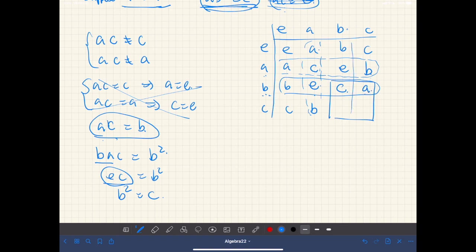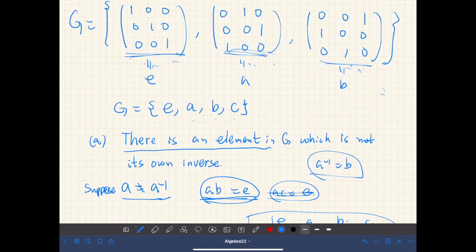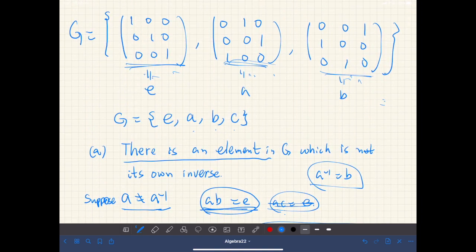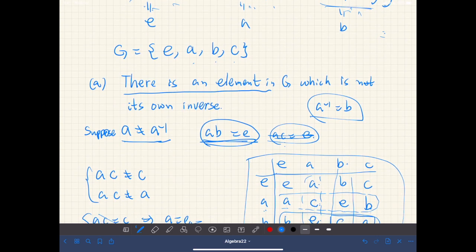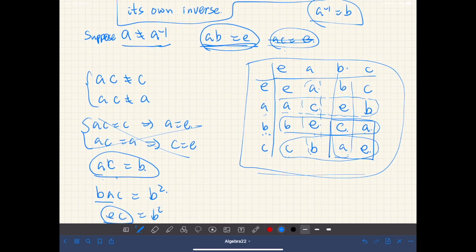And for this column, the missing element is A, and for this row, the missing element is CBA, so that should be E. So this should be the Cayley table for this group of order 4, when we assume there is at least one element which is not its own inverse. Okay, so this is a big assumption here. In that case, we have this.